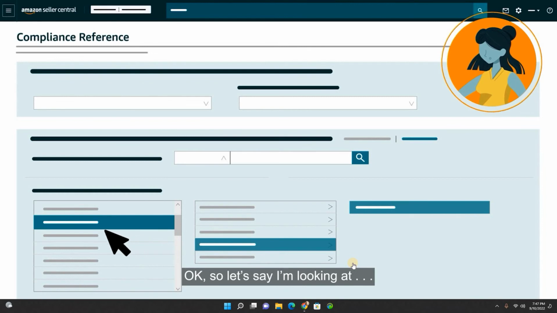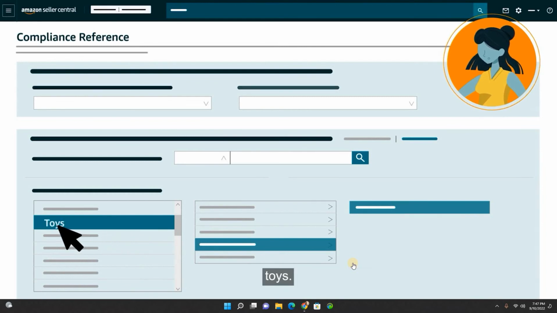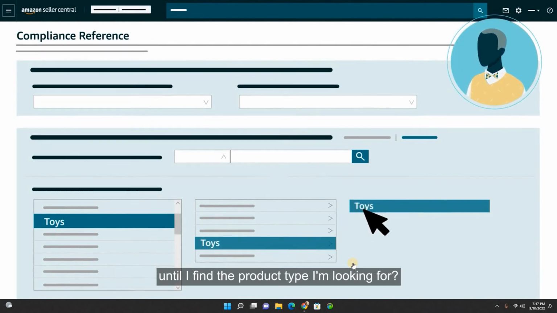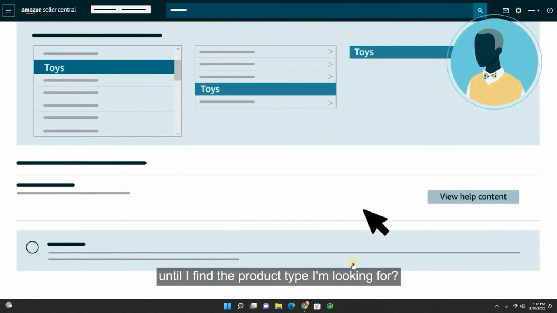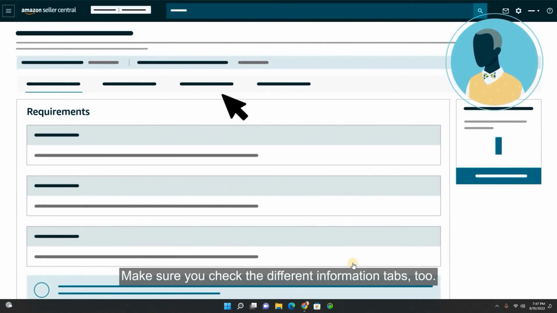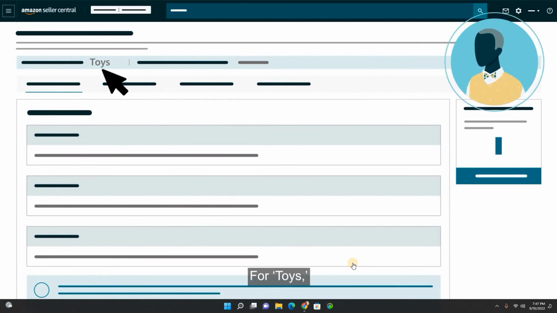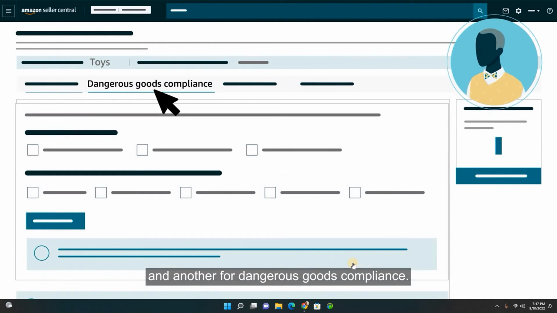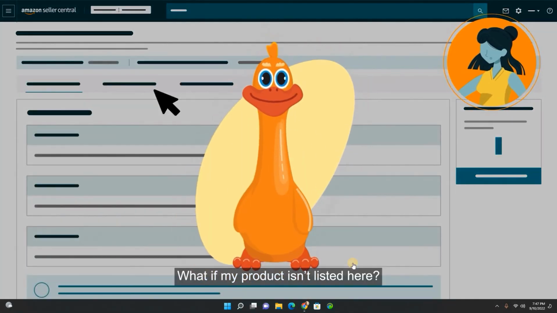Okay, so let's say I'm looking at toys. So I start on the left and keep selecting as I move, right? Until I find the product type I'm looking for? Wow! There's a list of the documentation information. Make sure you check the different information tabs too. For toys, there's one set for product compliance and another for dangerous goods compliance. What if my product isn't listed here?